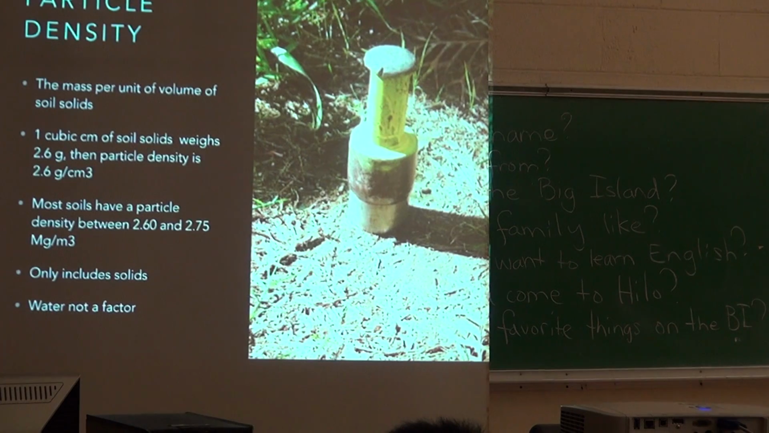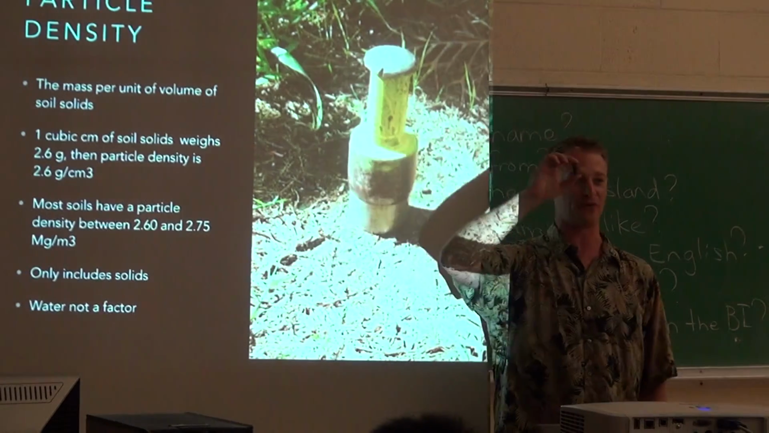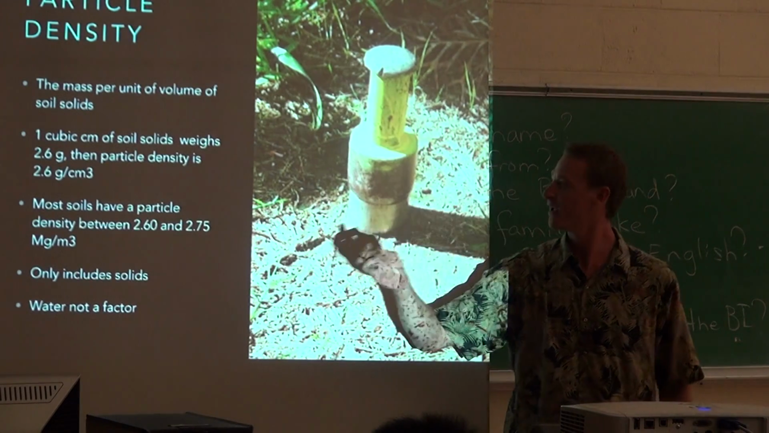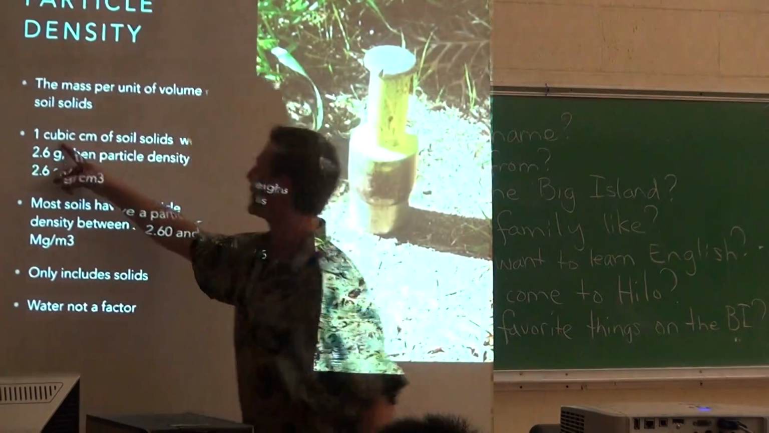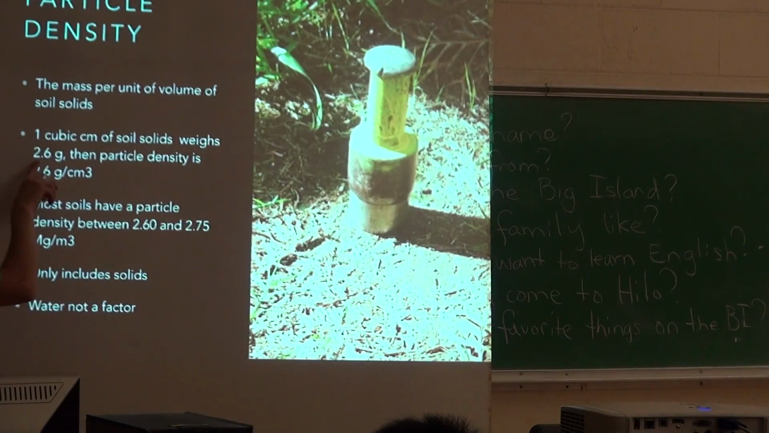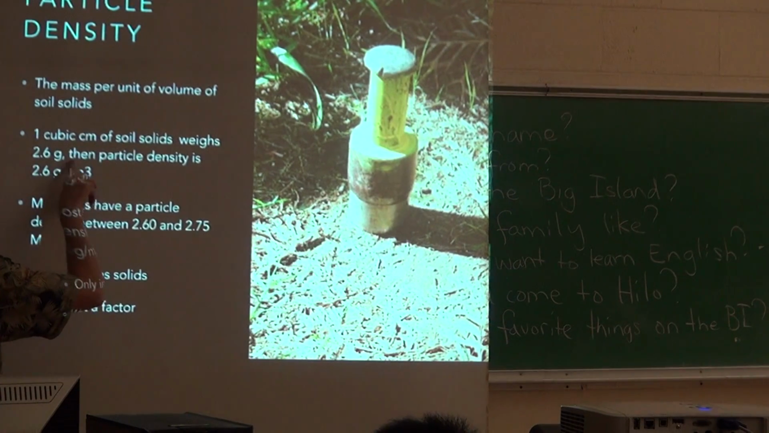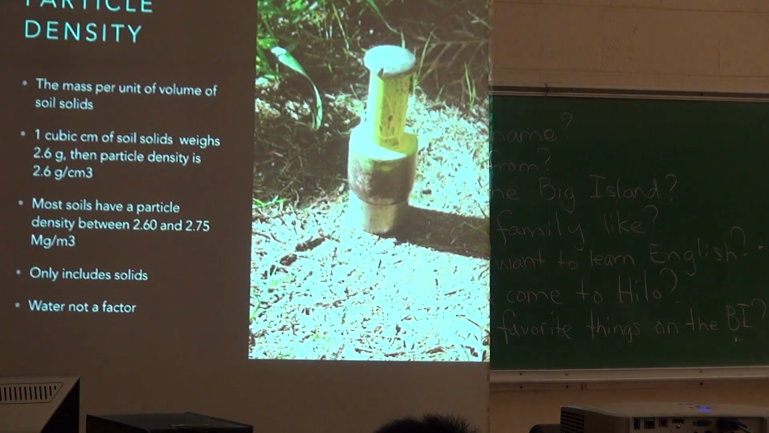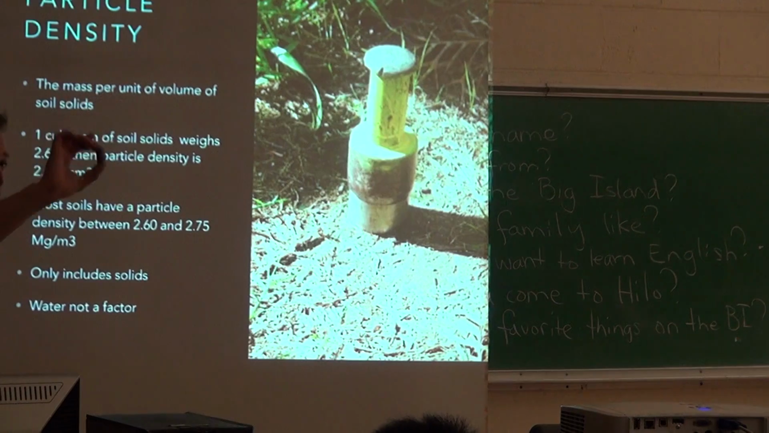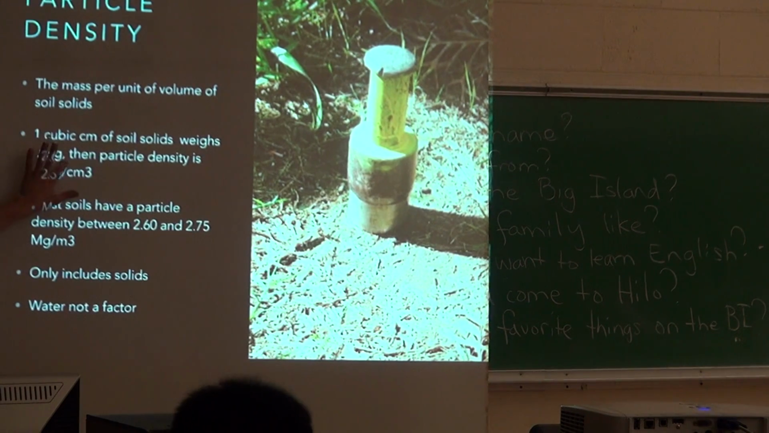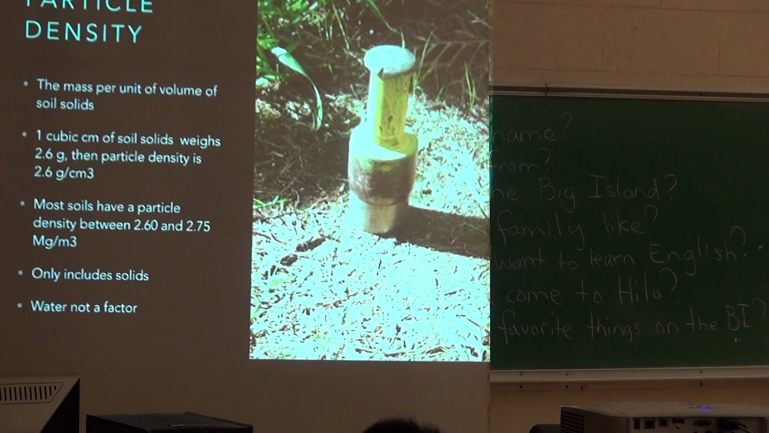I know how much volume is in here. Pi times the radius squared, whatever it is. So I know that it's like 4 cubic centimeters in here. And I weigh that. 1 cubic centimeter of soil solids typically weighs about 2.6 grams. Then the particle density is 2.6 grams per centimeter cubed. Does that make sense? If the soil that is in this 1 cubic centimeter weighs 2.6 grams, then the particle density is 2.6 grams per centimeter cubed.